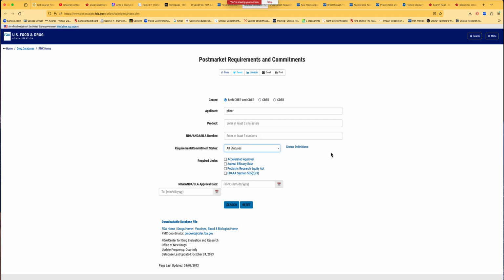We can also search for these. And then required under, of course, which of these rules or regulations. And then we can also search by the approval date of the drug. What is interesting is that it allows us as a company to look into what information is available on the FDA website related to the post-market requirements and commitments. However, this is also helping us to look into our competitors. Again, this is for regulatory intelligence, looking into what others are doing.